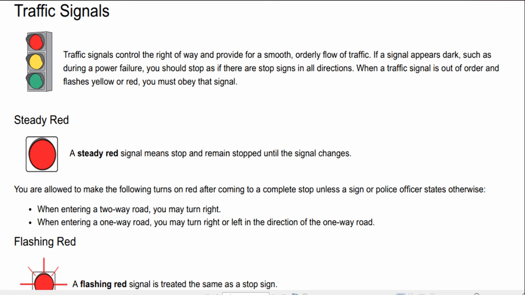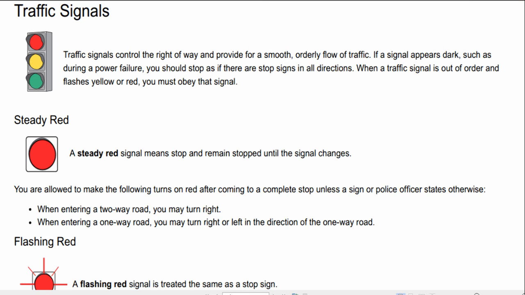Traffic signals. Traffic signals control the right-of-way and provide for a smooth, orderly flow of traffic. If a signal appears dark, such as during a power failure, you should stop as if there are stop signs in all directions. When a traffic signal is out of order and flashes yellow or red, you must obey that signal. Steady red. A steady red signal means stop and remain stopped until the signal changes.